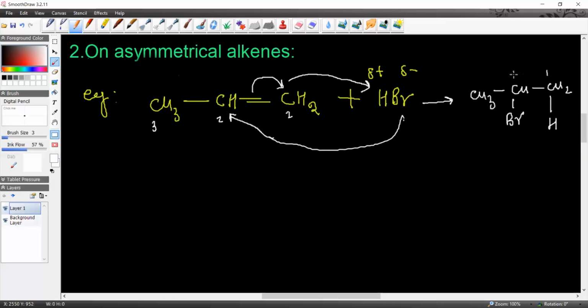This is the first carbon atom, this is the second carbon atom, and this is the third carbon atom. So we are numbering the carbon atoms. Now we have to write. The second carbon atom contains this bromine atom. So what is the IUPAC name of this compound?